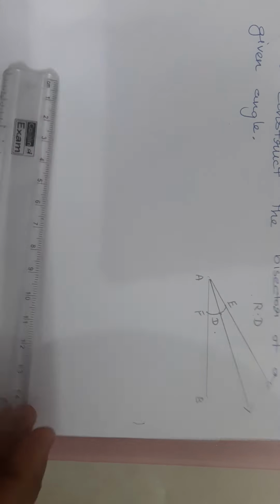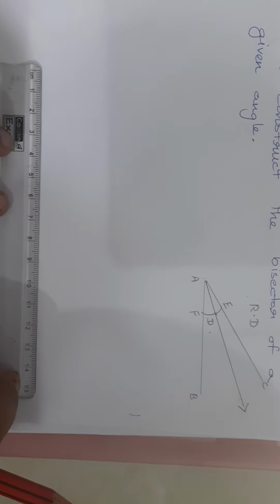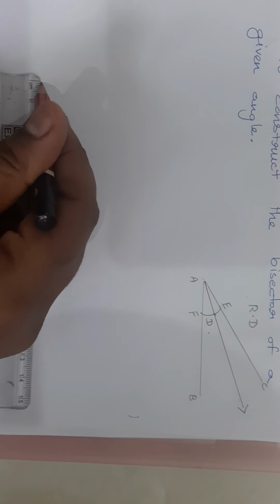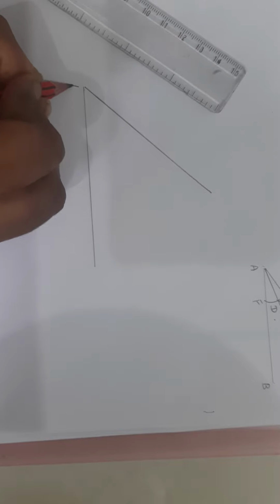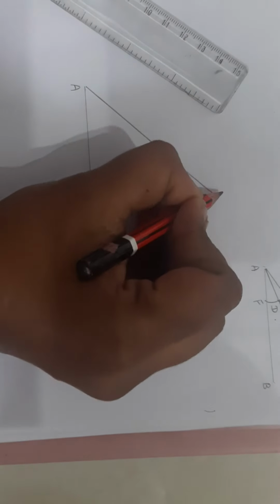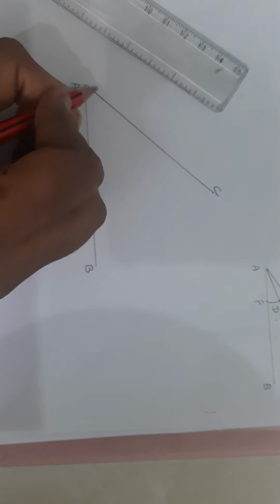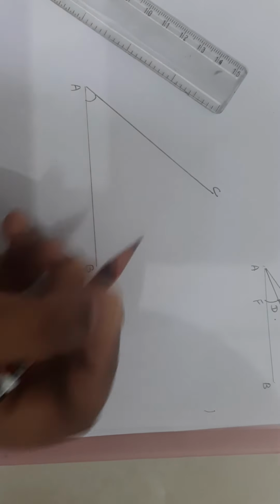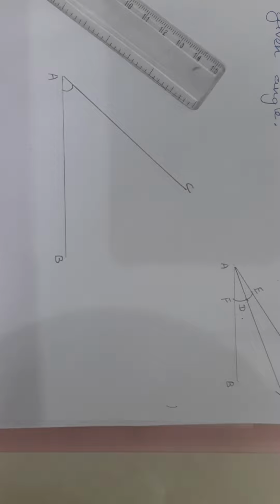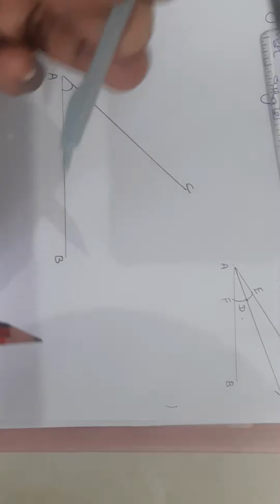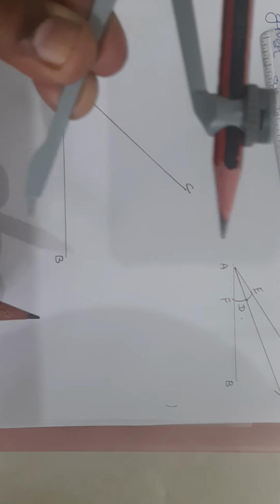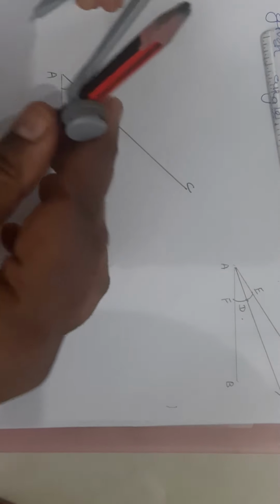So, now we do the original one. Okay. So, you take any one angle. You can draw one angle. Name it as angle ABC. Okay, name it as angle ABC. This is one angle. Okay, after that angle, you take your compass and pencil.